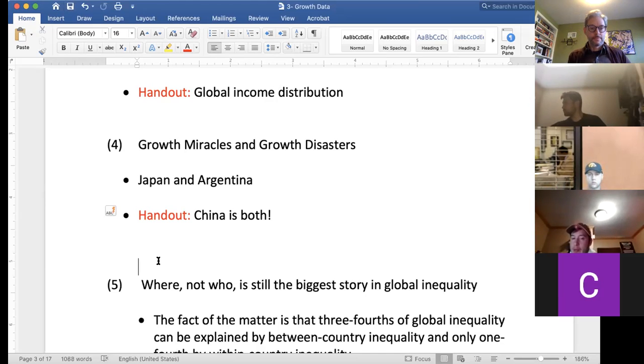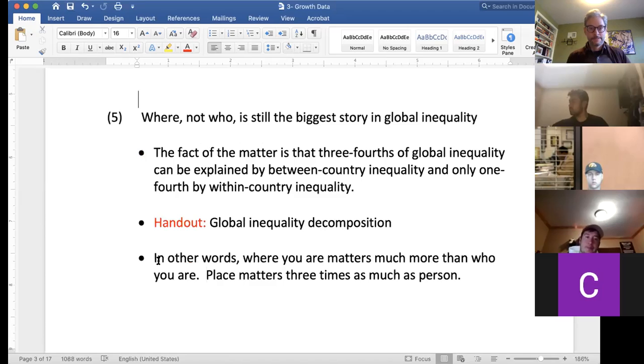All right, fact number 5. Notice how when we've been talking about growth, we've been talking about country, country, country. Why? Because country and location is still the biggest factor in global inequality, right? Where you are, not who you are, is still the biggest story in global inequality. Very little global inequality can be explained by the individual characteristics of people. Most of it can be explained by what country you are in and where you live in that country.